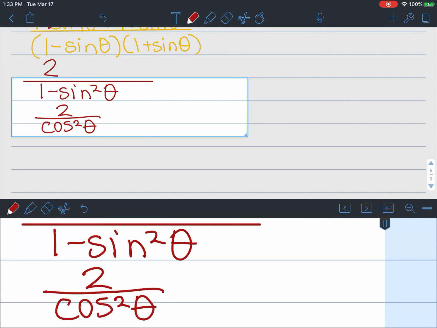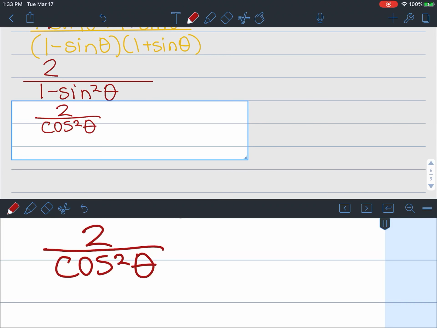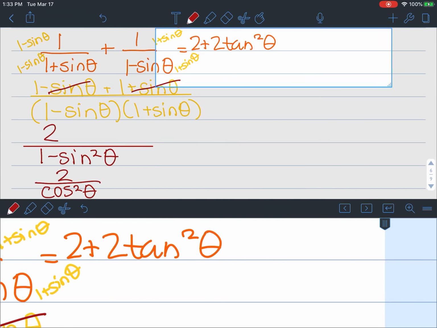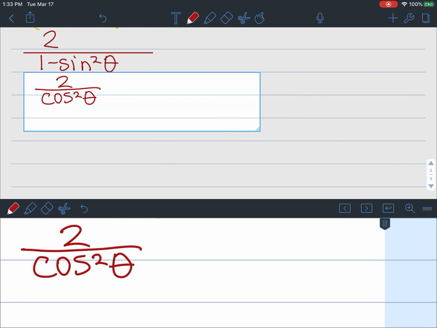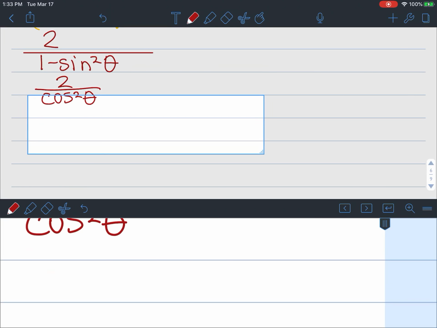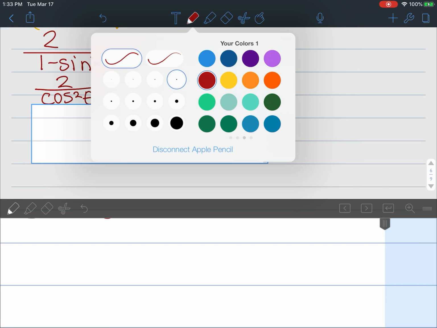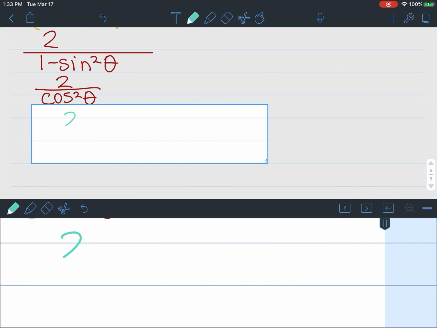So hopefully that's helpful. Again, though, I'm going to say what I said last time. I have a fraction, and the thing I'm trying to get is not a fraction. So in order to change this into not a fraction anymore, I'm going to pull the cosine up and change it into a secant.